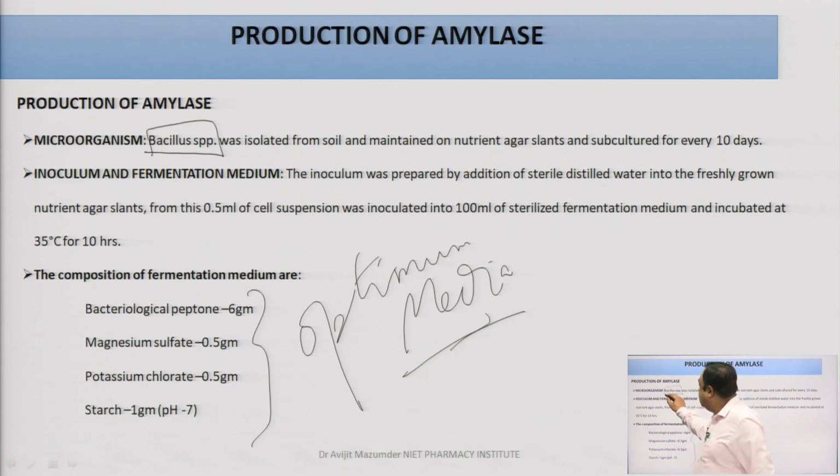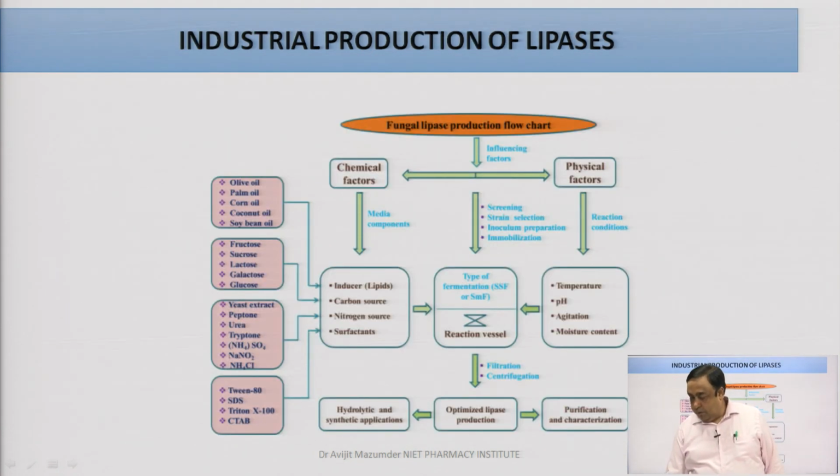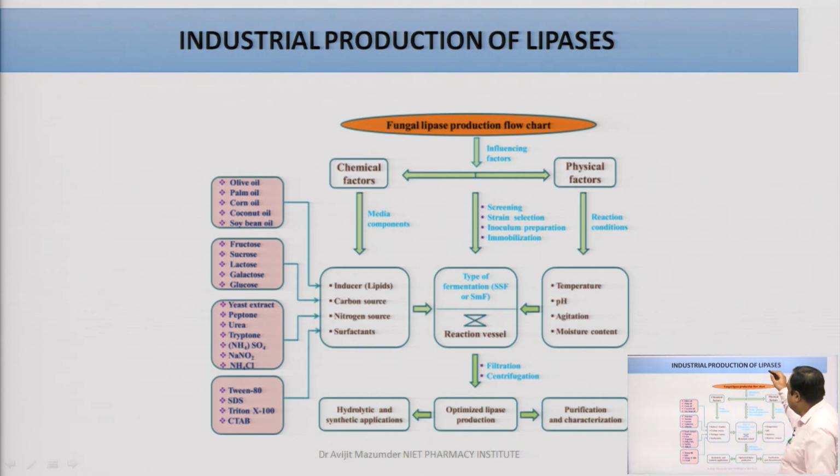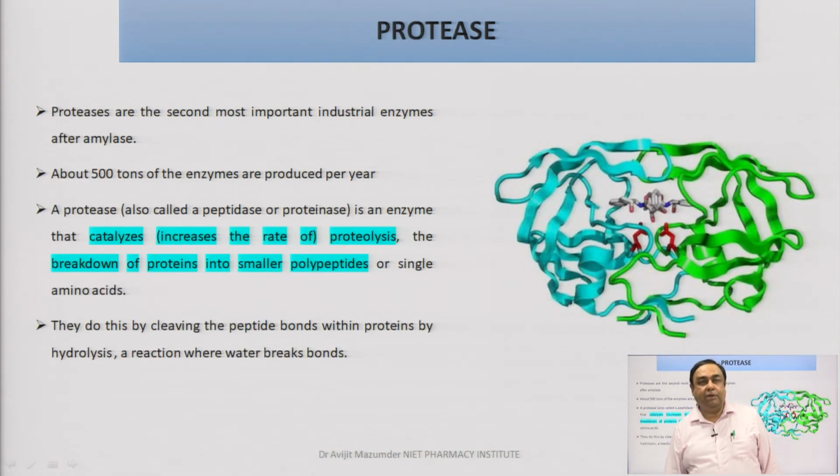The organism used is Bacillus for the production of amylase. This is the process which we followed for the extraction of amylase from the fermentation media. The effect of pH and temperature are noted down here. This is the industrial production of lipase, an overall picture of the fungal lipase production. This is the process by which we produce lipase in the pharmaceutical industry.